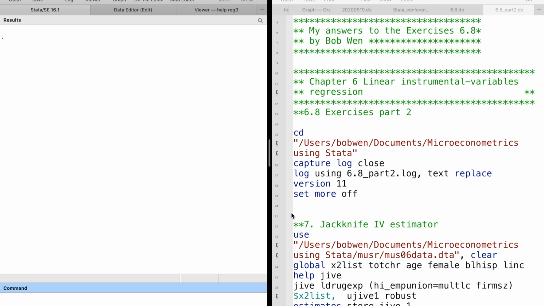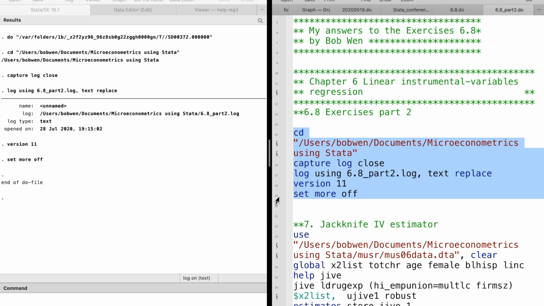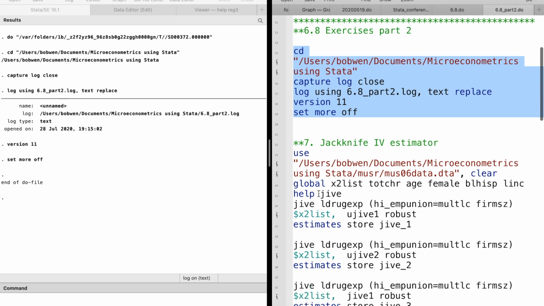Hi, I'm Bob. Let's continue to solve the problems in Chapter 6 of the textbook Microeconometrics using Stata.